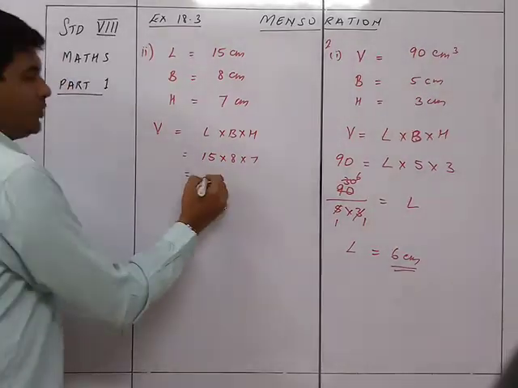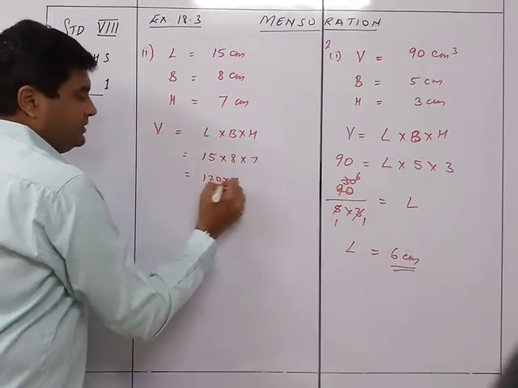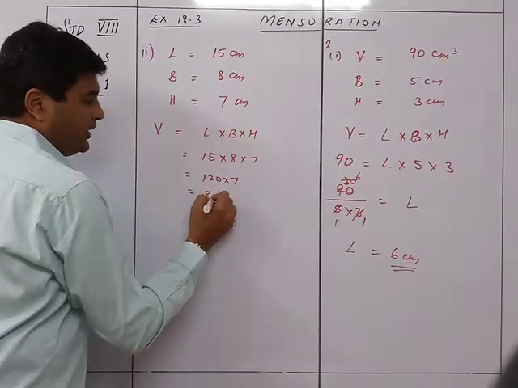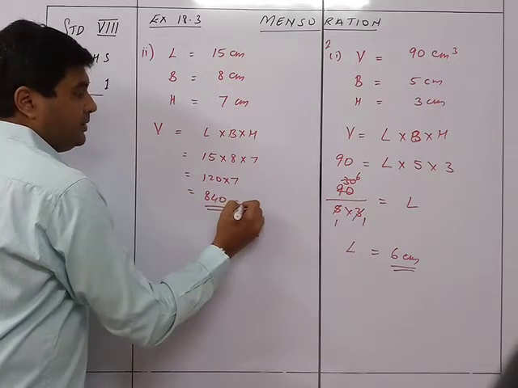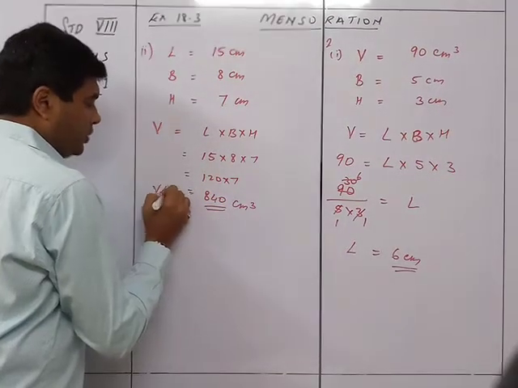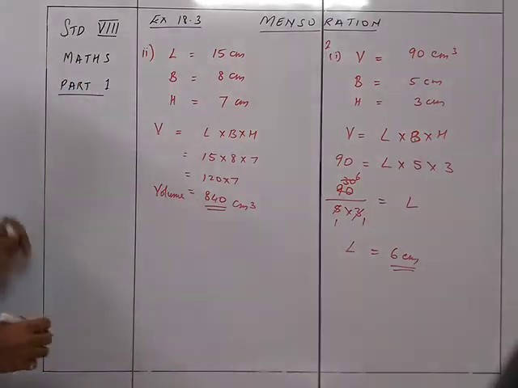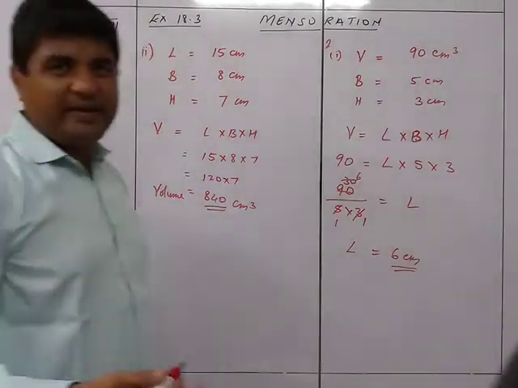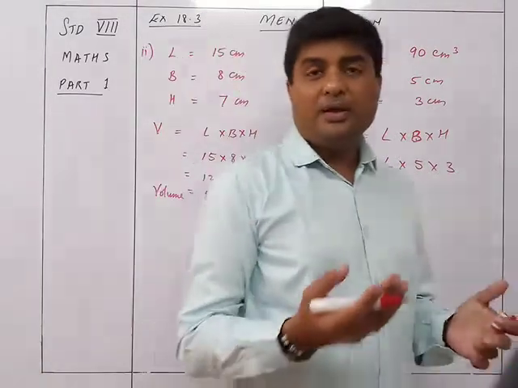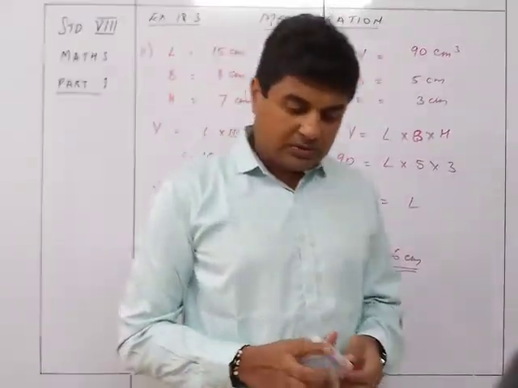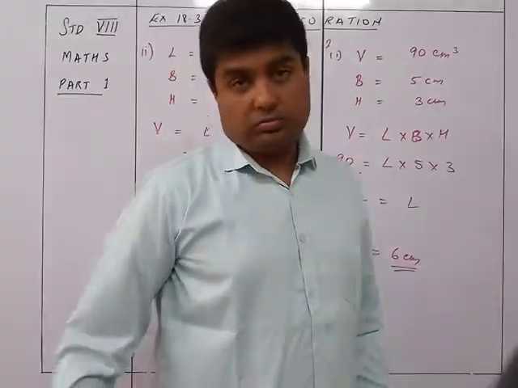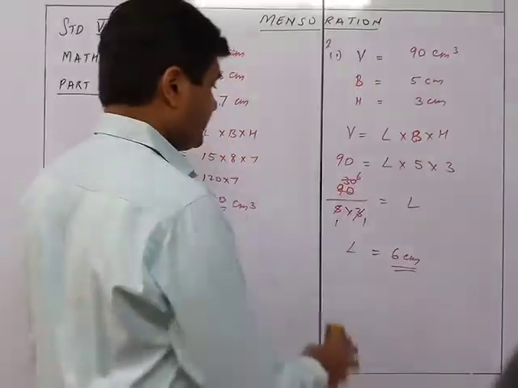So 15 into 8 is 120. So it is 120 into 7. So 7 twelves are 84. So 840 centimeter cube will be the volume. So volume is equal to 840 centimeter cube. Very, very easy. You just have to multiply them. Nothing to change or just find out directly.